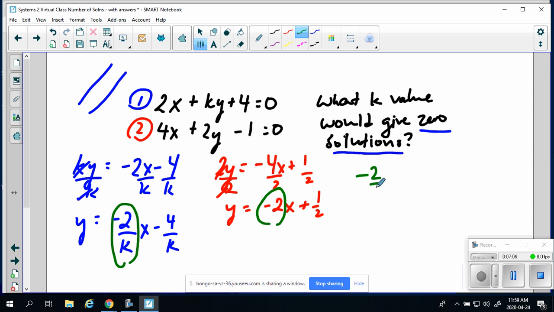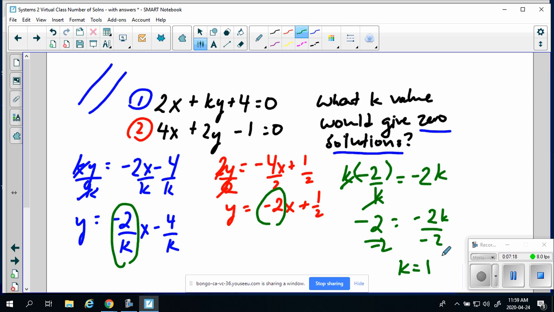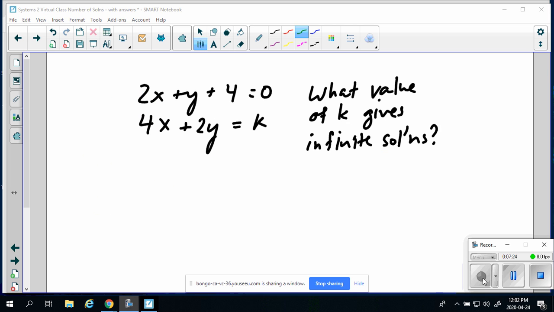But if it was more complicated numbers, then you would have to set them equal to each other and multiply both sides by k, and then divide by negative 2. And again, you're going to get k is 1. Okay. And so if you plug in 1 for k, you will realize that these two lines are parallel.